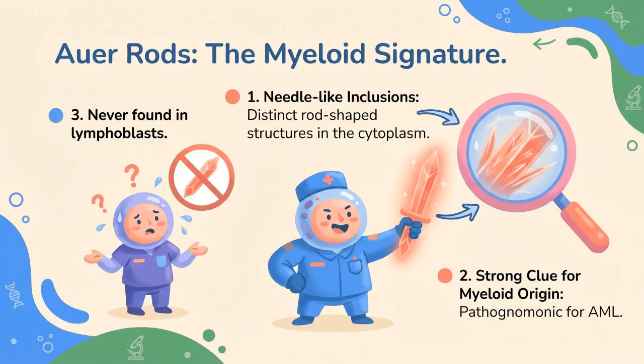So, meticulously scanning for these distinctive inclusions is a critical step in your morphological analysis. Their identification provides definitive evidence for a myeloid leukemic process. Next, we'll compare the cytoplasmic characteristics of AML blasts to further refine our diagnostic eye.